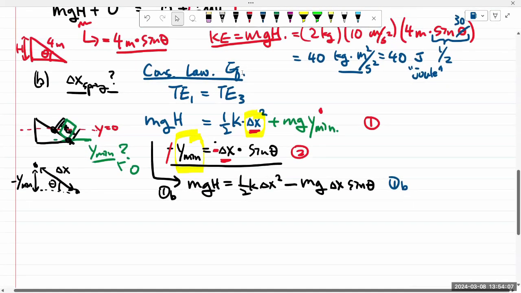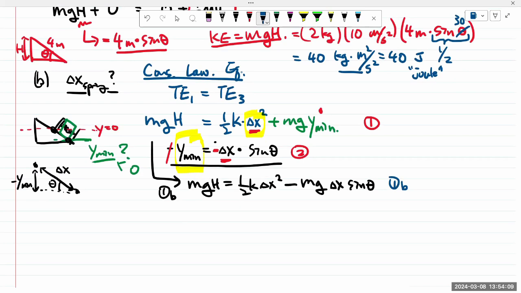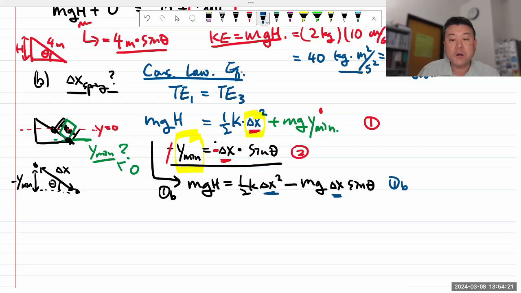If I did everything right, this should be one equation in terms of only one unknown. We don't know y min. Did I not finish? Oh wait, I eliminated y min. We don't know delta x. So I think I can solve for it. But I have to use the quadratic formula, because I'm seeing that this is squared, this is to the power of 1, and I don't see any nice easy cancellation that allows me to avoid using the quadratic formula. So let me do it.